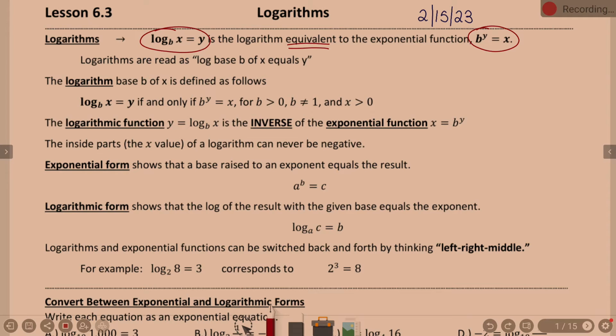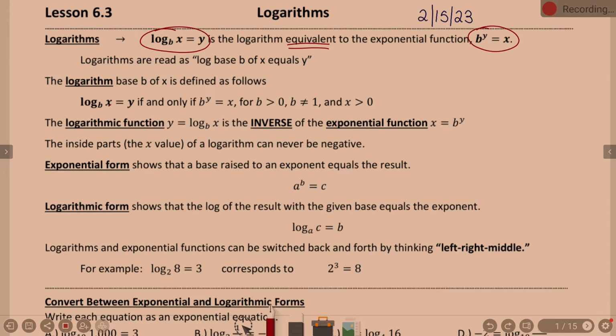Some restrictions. b has to be greater than 0. When I say b has to be greater than 0, I'm saying the base has to be positive. You won't ever see negative bases on logs. b cannot equal 1, so it has to be positive and anything but 1. And x, the inside of the log, has to be greater than 0. Anytime you see a fancy math statement that says greater than 0, your brain needs to simplify it to: something's greater than 0, that means it's positive.